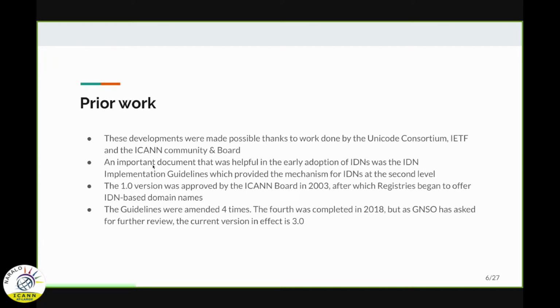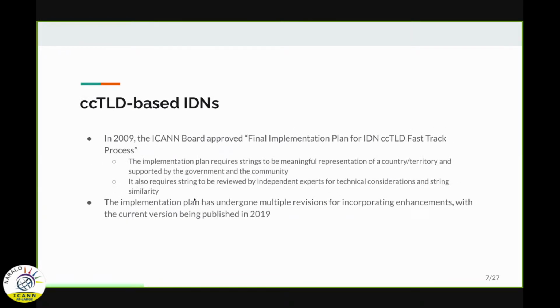Now, at the second level, that is the first category that we talked about. The document that was helpful in the early adoption of IDNs at the second level was something called the IDN Implementation Guidelines. So this document has been driving the second level IDNs, from the earliest, 2003 onwards. This document has been revised several times. The last one was the 4th, which was completed in 2018. But GNSO said they want further time for reviewing it. So we are still following 3.0, although 4.0 has been ready since 2018. And one of the things that we will see later in the presentation is that GNSO will be looking at the 4.0 version. They have some concerns and they'll be looking at it. So that was about the second level.